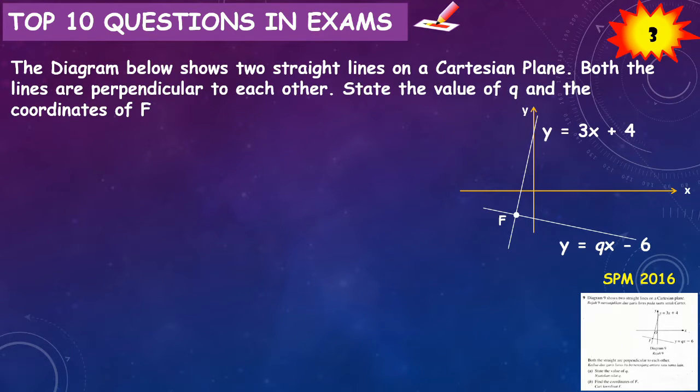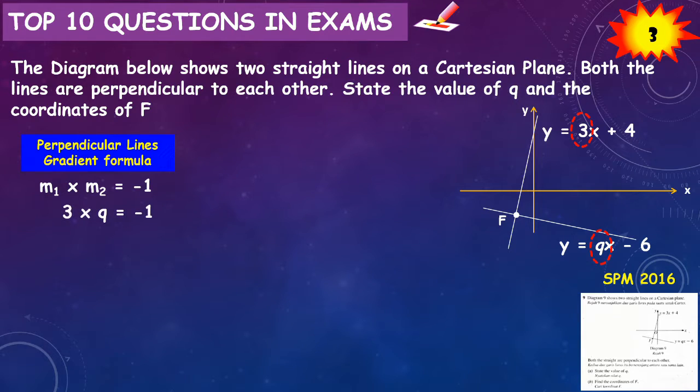The diagram below shows two straight lines on a Cartesian plane. Both the lines are perpendicular to each other. State the value of q and the coordinates of F. We first use the perpendicular lines gradient formula. Gradient 1 multiplied by gradient 2 equals to negative 1. We get the gradients of the lines from the equation itself, which are 3 and q. We get q equals to negative 1 over 3.